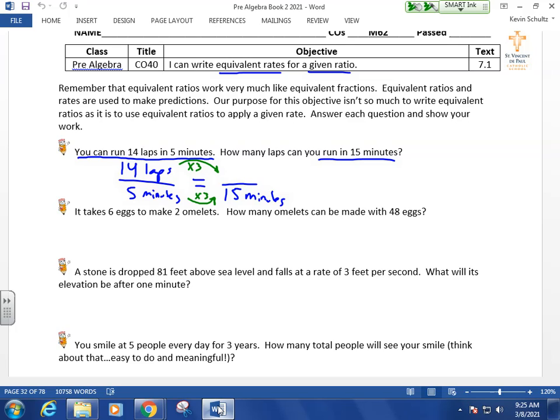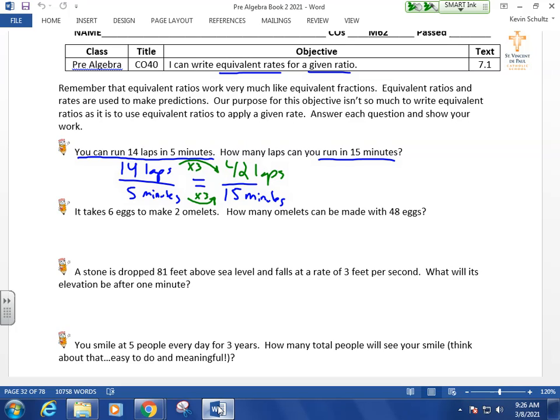If you can do 14 laps in 5 minutes and you do that 3 times as long, you're going to complete 3 times the number of laps as long as you keep the rate constant. So 14 times 3 is 42, and that would be our answer. Okay.